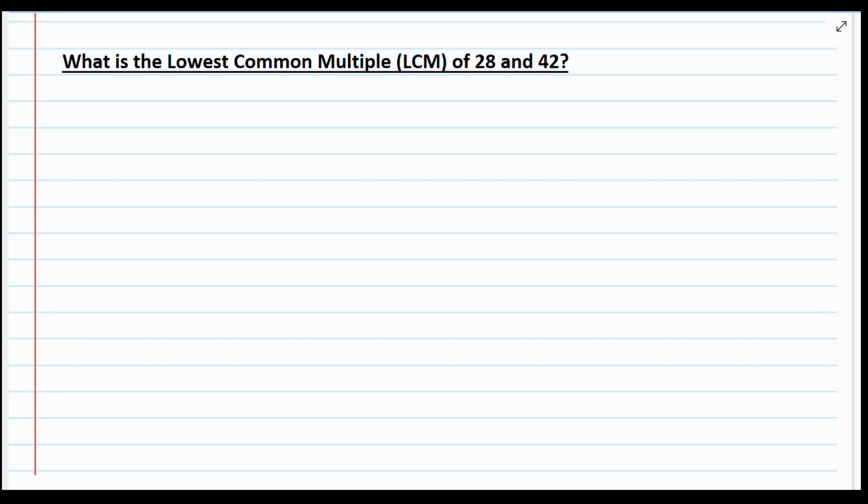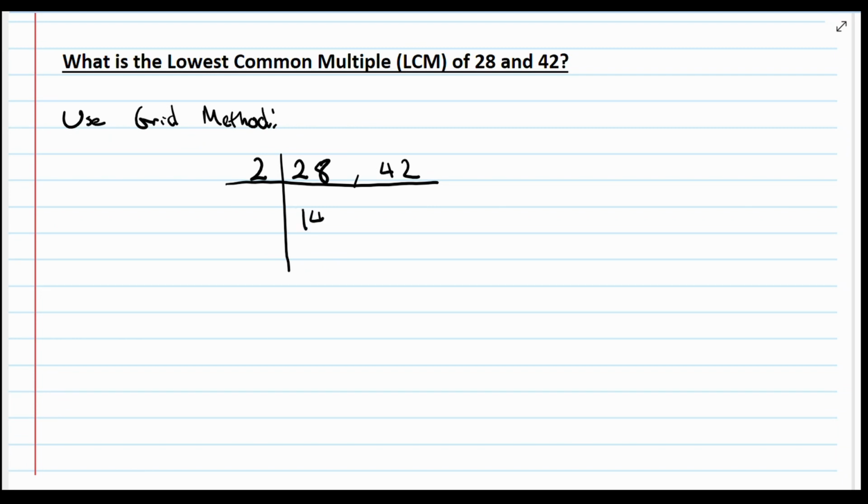It's a lot more difficult to try and find the common multiples between those two lists. So this is where the grid method is the most efficient way of finding the LCM. So we're going to solve this using the grid method. I'm going to write 28 down and 42 down. We're going to divide by the prime numbers. 2, that will give us 14, because 28 divided by 2 is 14. And now 42 divided by 2 gives you 21.